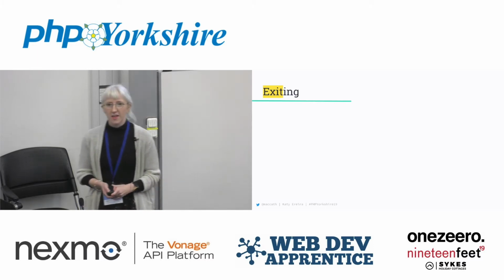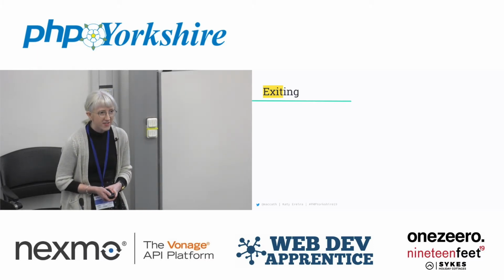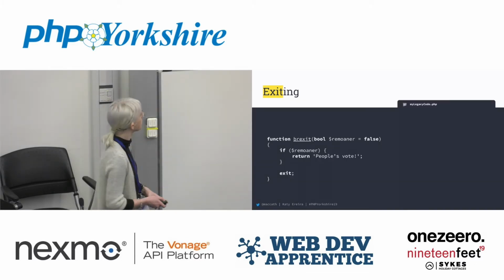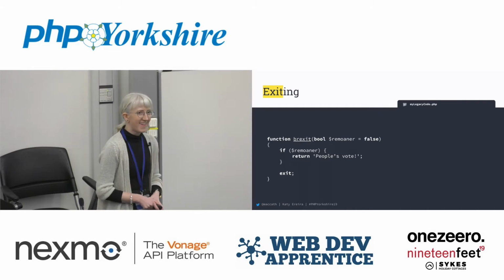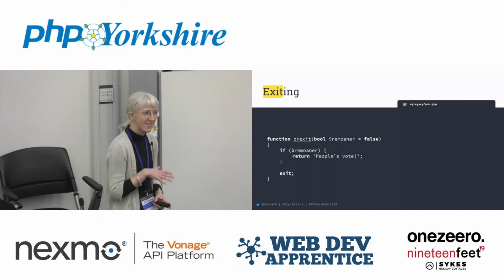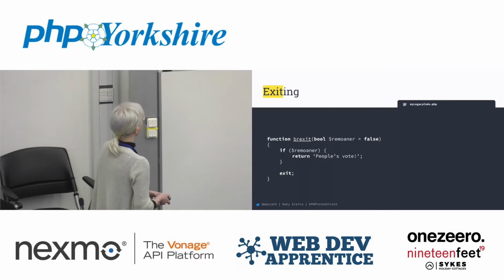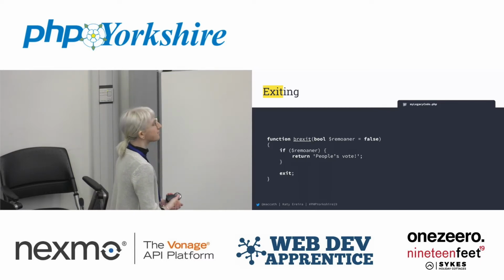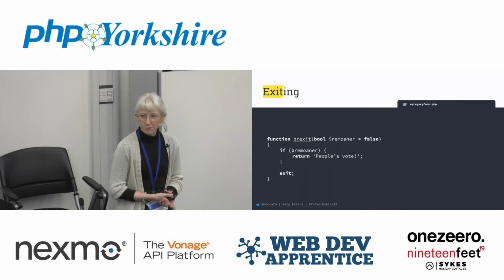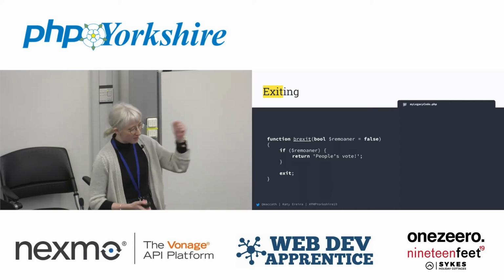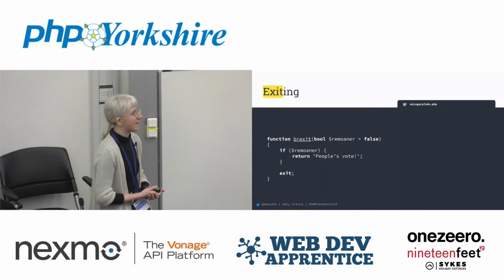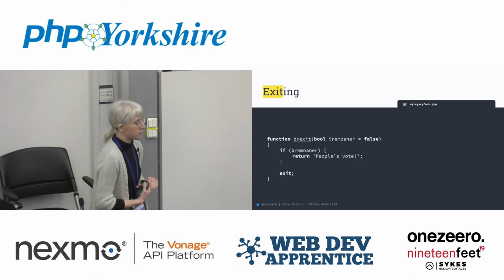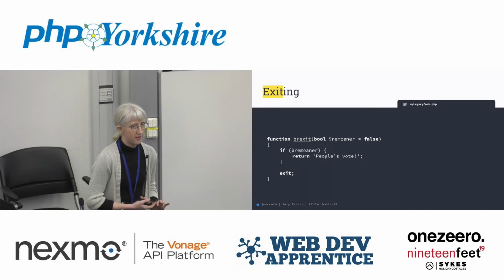So this is another thing that I've actually encountered, the use of exit. I couldn't resist the topical reference. So anyway, this is our Brexit function. If you're a Remainer, which I am, it will return the string people's vote. Okay. If you're not a Remainer, it'll exit completely. It will crash and burn and die.